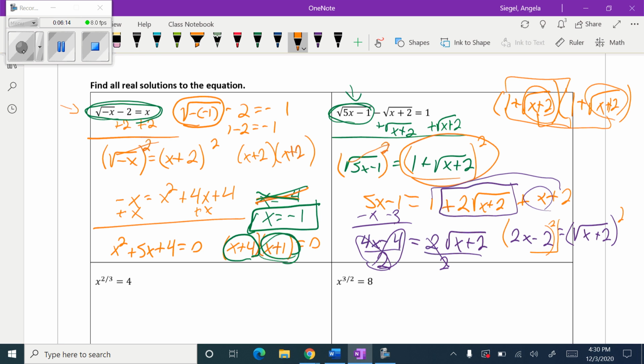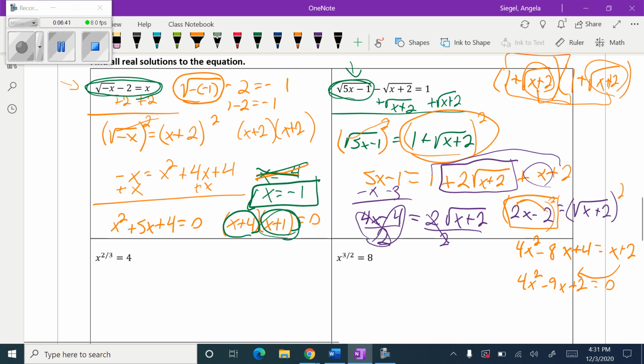So when I square this, it becomes 4x squared. And then minus 4x is minus 8x plus 4 equals x plus 2. And then I'm going to move all of this over and set it equal to 0. So I have 4x squared minus 9x plus 2 equals 0.